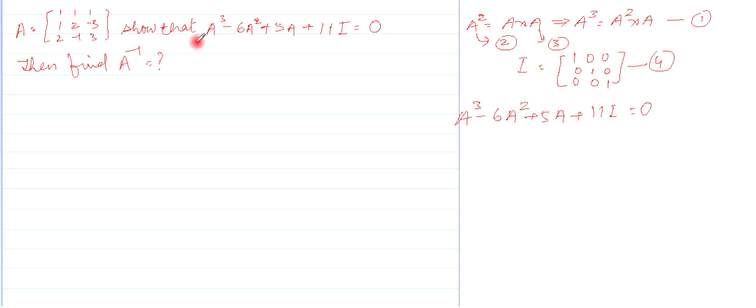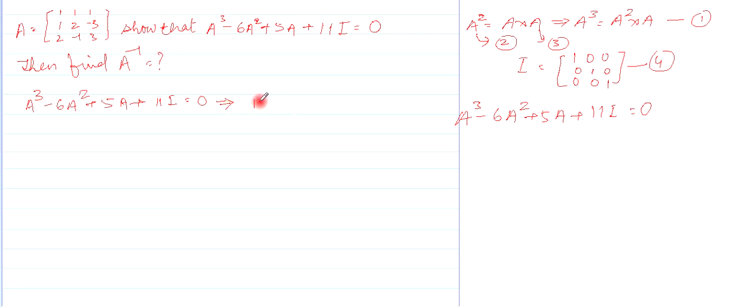In that condition, first we find the determinant of A, then we find the adjoint of A, after that we find the A inverse. Now here, with the help of this expression, how can we find the value of A inverse? So what is the method here? I am just telling you the method. A cube minus 6A square plus 5A plus 11I is the null matrix. So I am using this given expression.